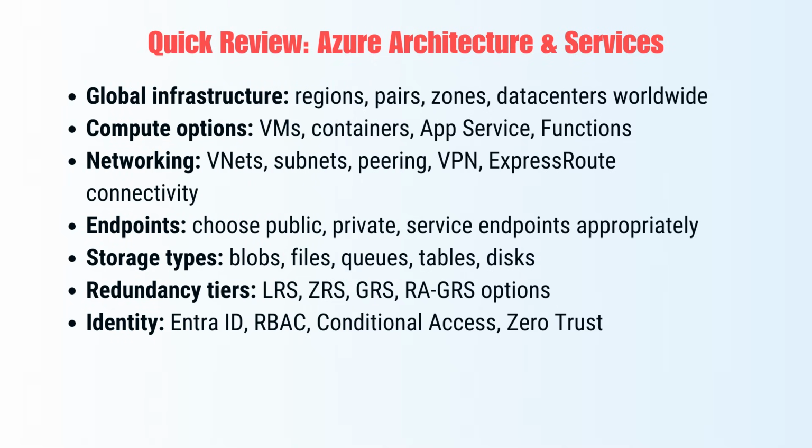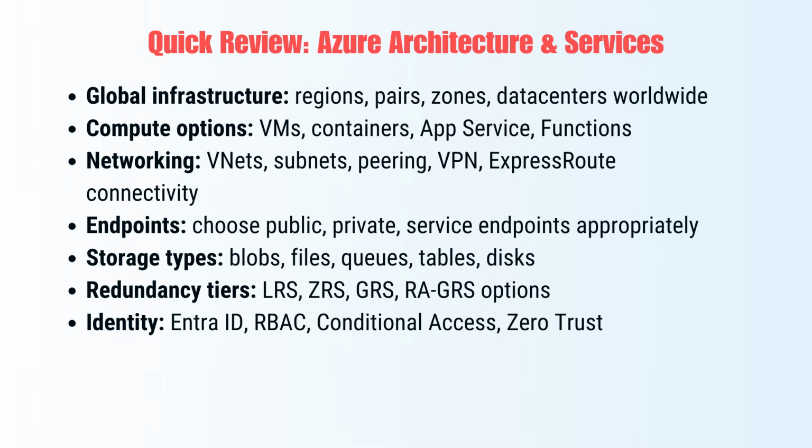Networking revolves around virtual networks, subnets, NSGs, and VNet peering. For hybrid connectivity, you pick between VPN gateway, encrypted over the internet, and ExpressRoute, private dedicated connection. You also decide between public endpoints, service endpoints, and private endpoints for PaaS services.